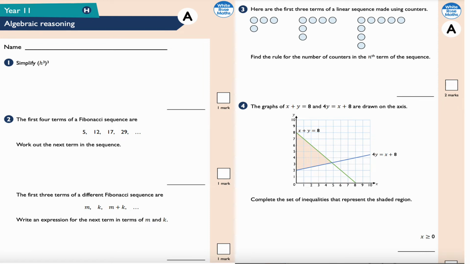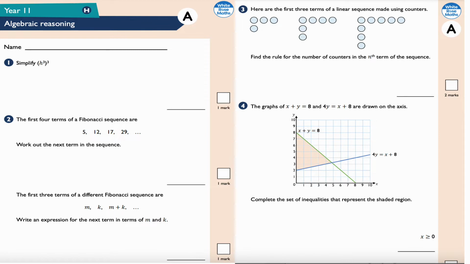Hi, in this video tutorial we'll be taking a look at Year 11 Algebraic Reasoning for the higher tier. So this is for GCSE 9 to 1 Maths and it's the higher tier. We're going to start with question number 1.